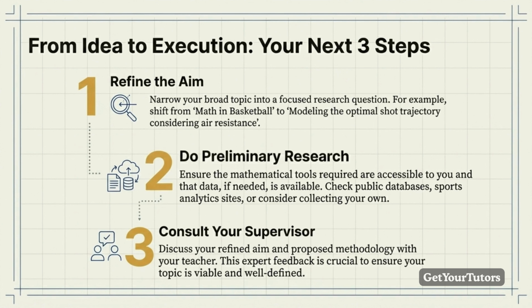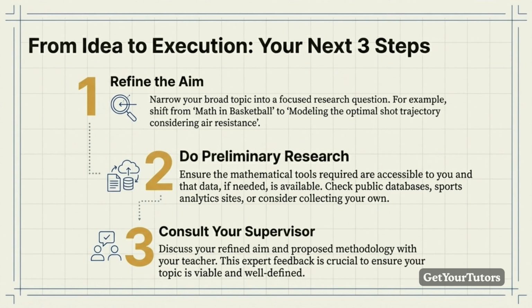Right. It's the moment of truth. So instead of math and basketball, which is way too broad, you shift to something like modeling the optimal shot trajectory for a jump shot, considering air resistance, spin rate, and the parabolic properties needed to maximize success from 5 meters. That aim instantly forces you to use calculus, differential equations, dynamic modeling.